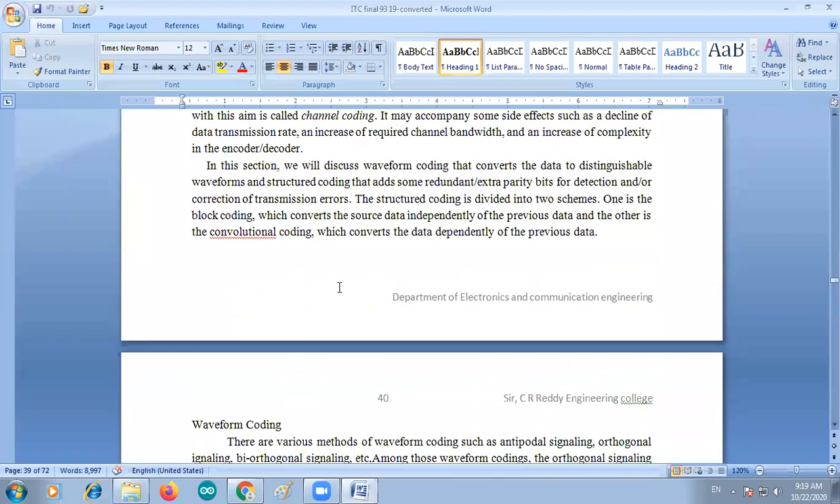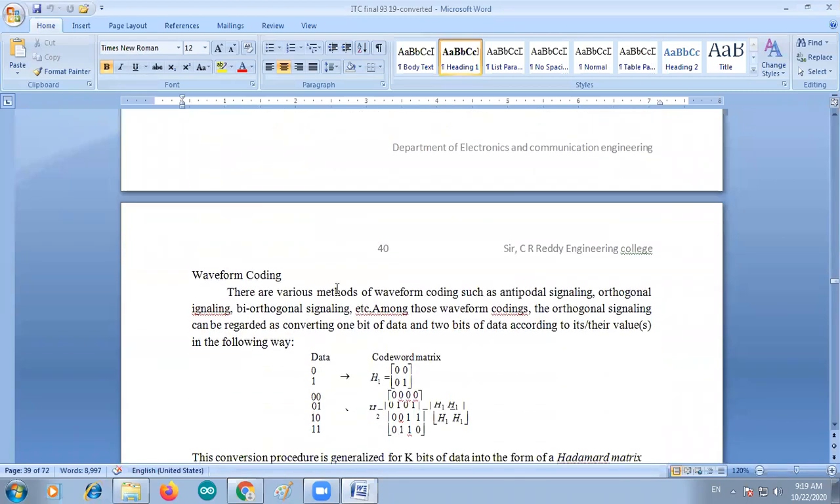Now the channel coding techniques have two methods. One is waveform coding, another one is structured coding. Waveform coding means you can design a better waveform for the existing waveform. Those waveforms are existing waveforms, and they are turned into better waveforms by using waveform coding.